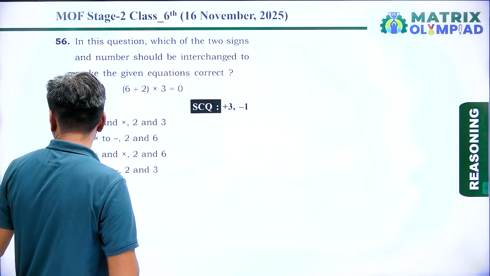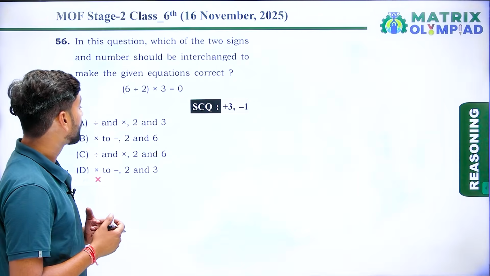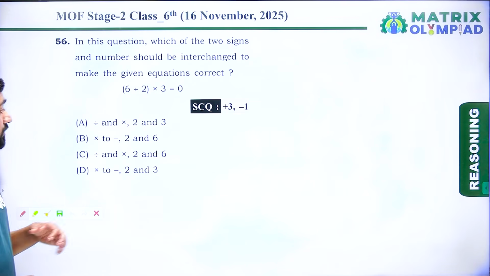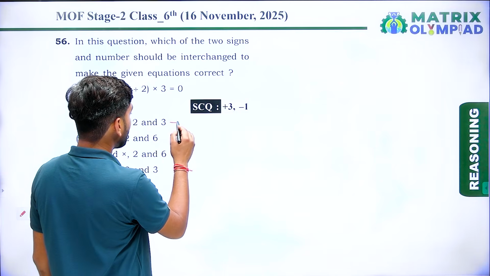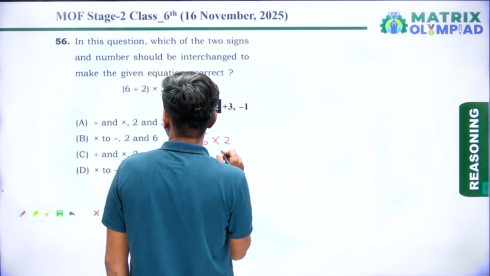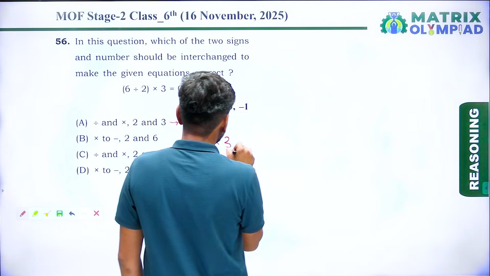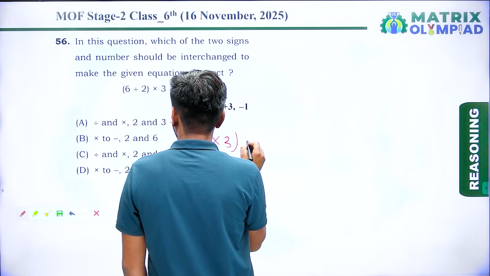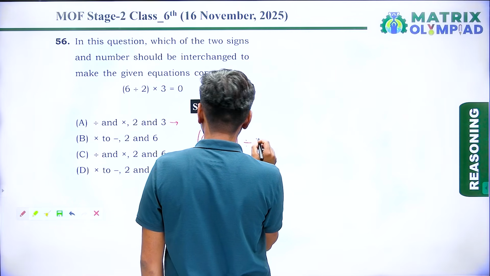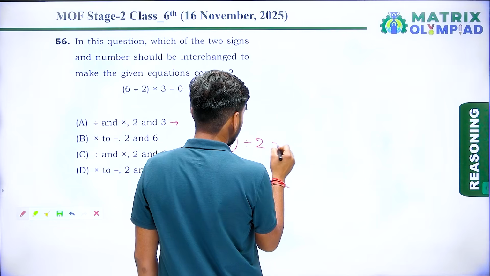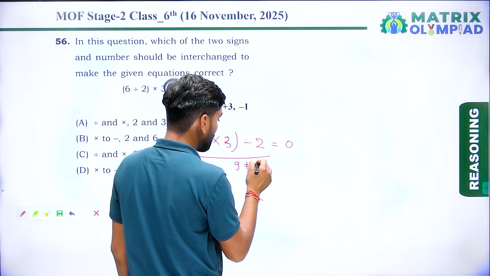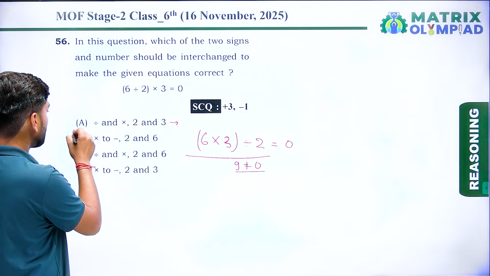In the next question, we are given an equation and we have to change the sign and numbers to make the equation correct. So if we take option A and interchange the sign accordingly, we get 6 multiplied by 3 and then divided by 2. If we solve this equation, we get 9, which is not equal to 0. So option A is not correct.